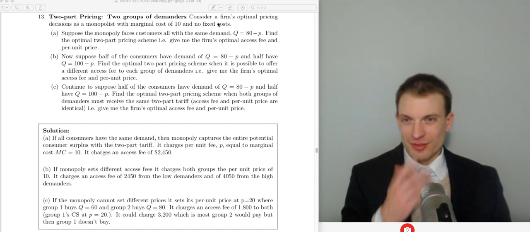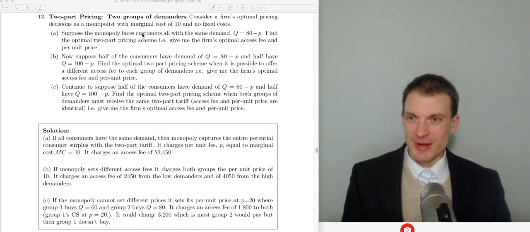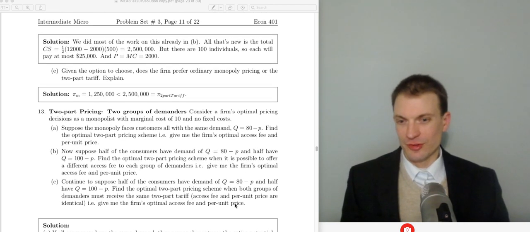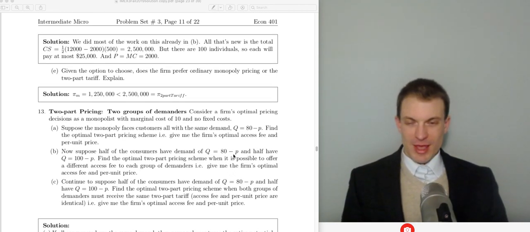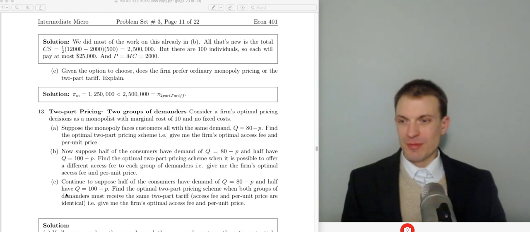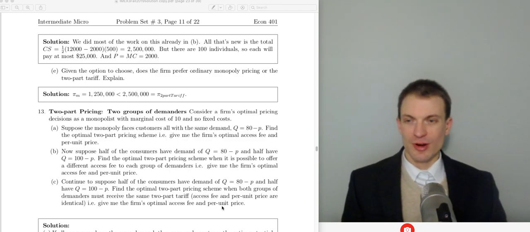Consider a firm's optimal pricing decision as a monopolist with a marginal cost of 10 and no fixed cost. Suppose the monopoly faces customers all with the same demand curve. Q is equal to 80 minus P. Find the optimal two-part pricing scheme. Now, suppose half the consumers have demand Q is equal to 80 minus P, and half have demand 100 minus P. Find the optimal two-part pricing scheme. Continue to suppose half have this demand and half have this. Find the optimal two-part pricing scheme when both groups of demanders receive the same two-part tariff.